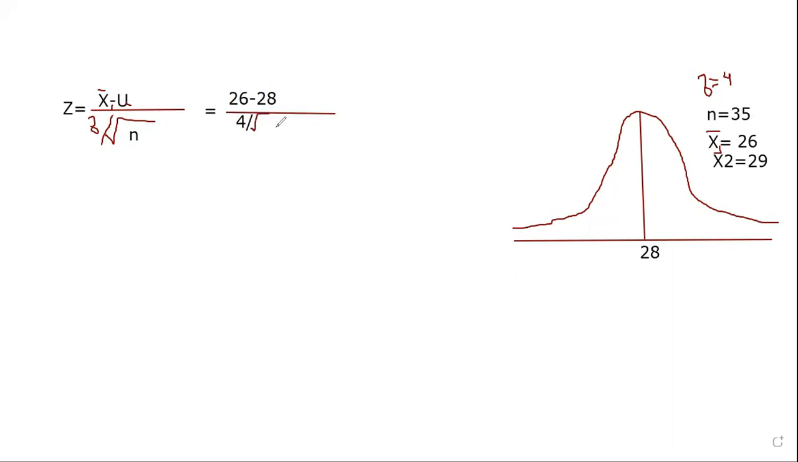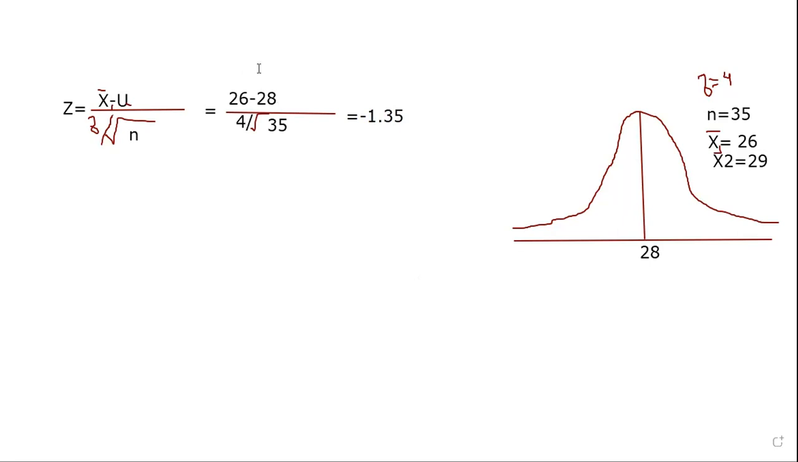Root 35. 35 is our sample size. So what will be our z-score value for this sample size? We'll have minus 2.958, so our value will be equal to minus 2.958, which we will use for the next part.